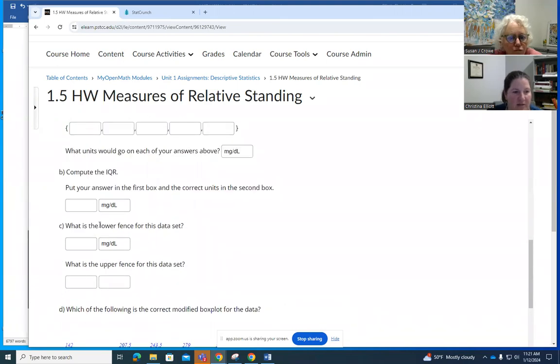And here you can see the terminology here, lower fence. That's that lower critical value, Q1 minus 1.5 times interquartile range. The upper fence will be what you get when you do Q3 plus 1.5 times interquartile range.